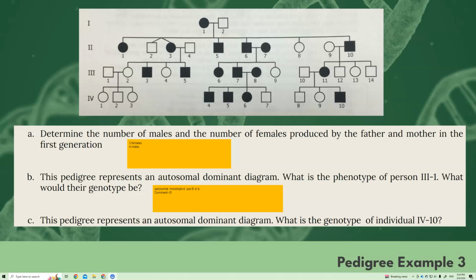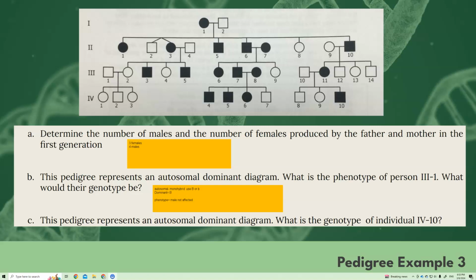So the question is asking us about person 3-1. So here's 3, here's 1. What is their phenotype? Remember, phenotype is like taking a photo. It's what I see. So I see a male, because it is 3-1, and I see that they are not affected with the disease. Why? Because they're not colored in. And I was told that if it was colored, they would be affected because it's dominant. So my individual 3-1 is a male who is not affected.